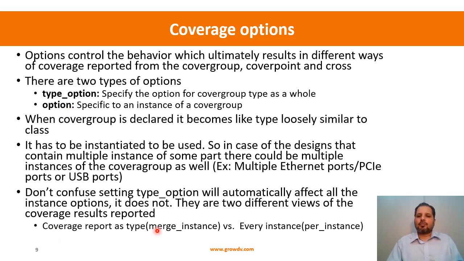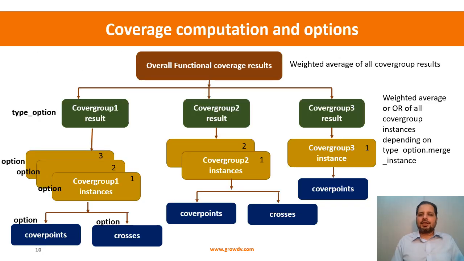The coverage report for the entire cover group as a type is controlled through the merge_instances option, and the report for every instance is controlled through the per_instance option. We'll look into the details of each one of these in the subsequent slides with some examples. So let's look at how the coverage number gets computed and then how these options play a role in it.